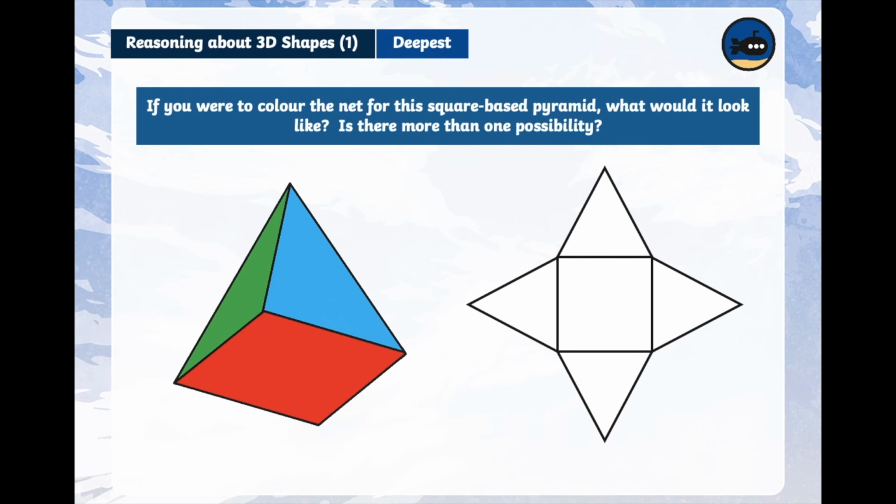If you were to colour the net for this square-based pyramid, what would it look like? Is there more than one possibility? So one of the possibilities is that it has a red base for the square, and then a green triangle on the left and a blue triangle on the top. And have a think about whether there are any more possibilities for that shape.